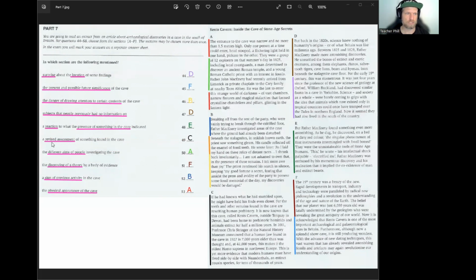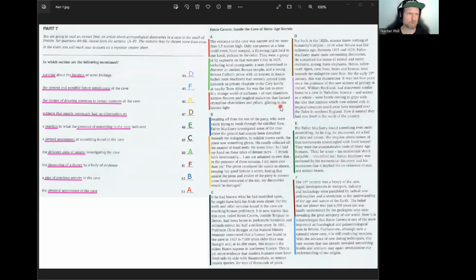So it says here, the revised assessment of something found in the cave. Because of the things that they found, they say a human jaw found in the cave is 7,000 years older than it was thought. So I think this is the revision of what we thought about how old we as a human species were. So I think in C, this is the only paragraph.